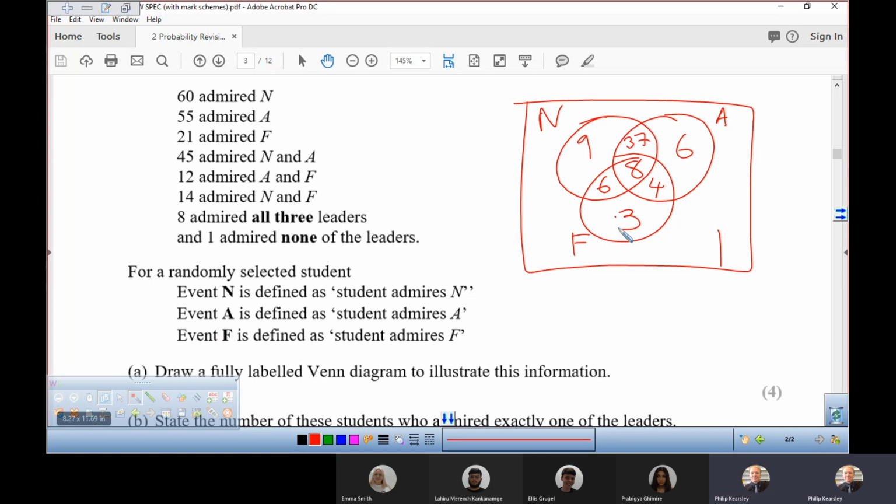State the number. Number, not probability. Exactly 1. So that's not 60 plus 55 plus 21. That's those individual sections there, isn't it? So that was kind of a clue to not put 60, 55, 21 as only. So 3 and 6 as well. 18.